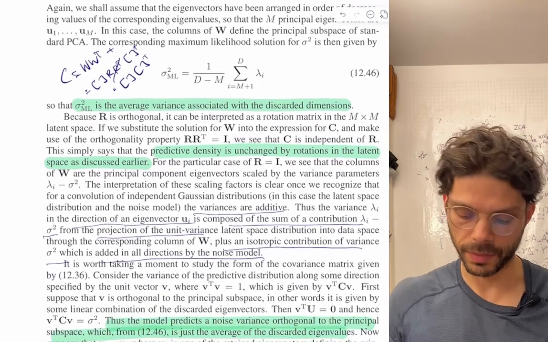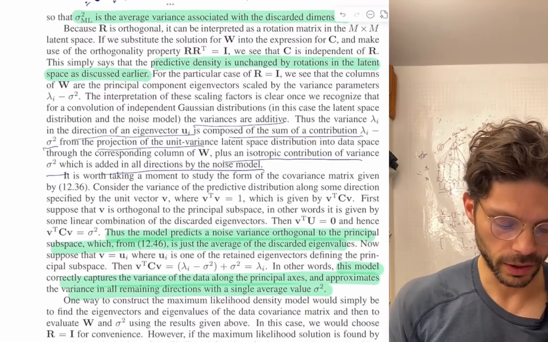Okay, so what does that mean? We're going to see that now. What does that imply?